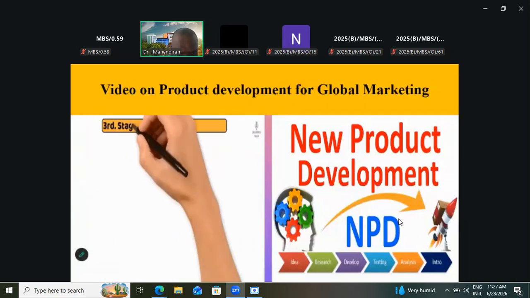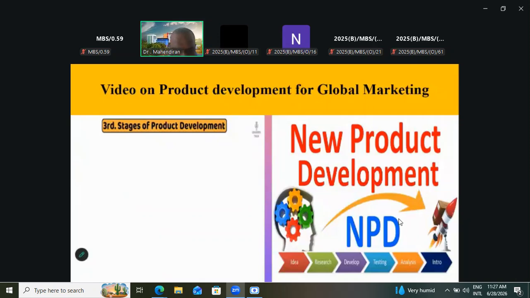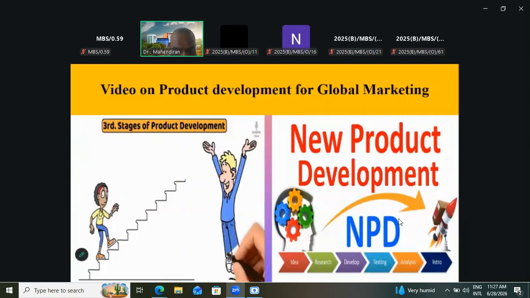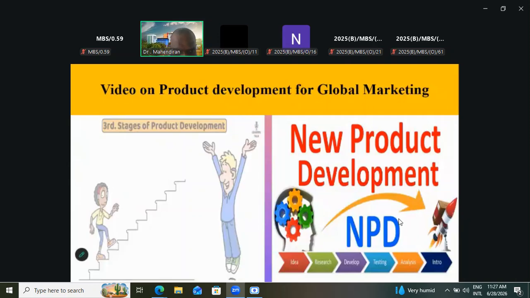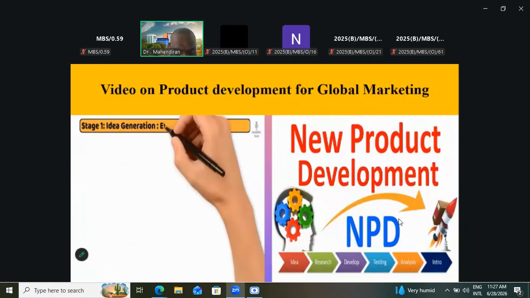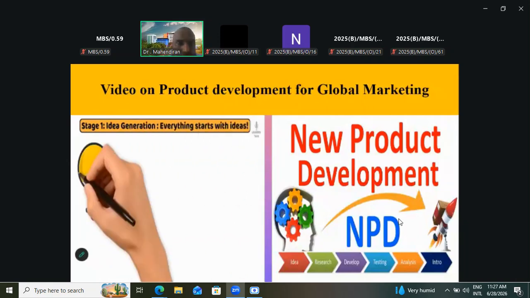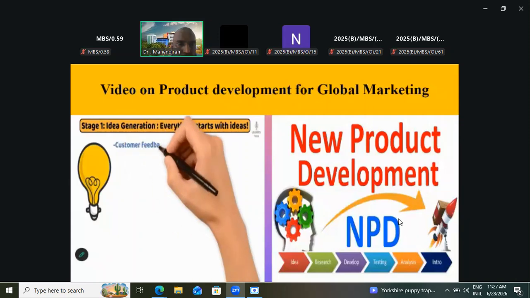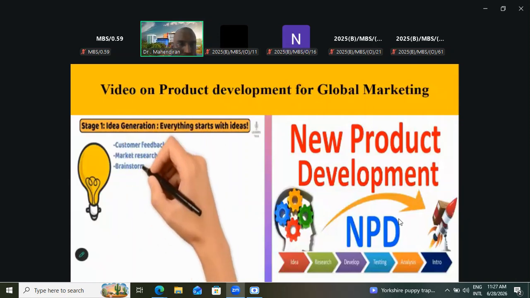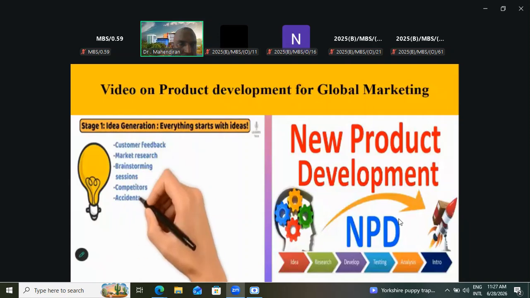Third, stages of product development. Now let's walk through the 7 key stages of product development. Each one is crucial to turning dreams into reality. Stage 1, idea generation. Everything starts with ideas. These ideas could come from customer feedback, market research, brainstorming sessions, competitors, or even accidental discoveries.